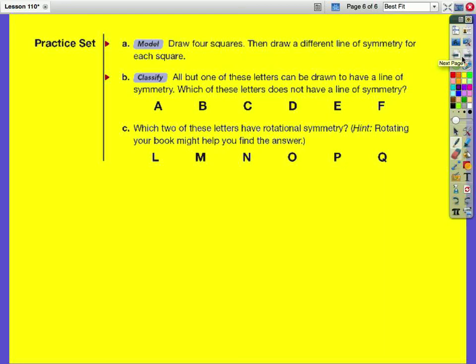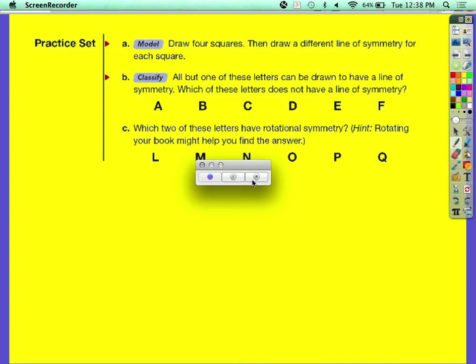So go ahead and do the practice set. One way to help with rotational symmetry might be to turn your book or paper as you're going, and that will help you see. So something to think about. Go ahead, do the practice set, and make sure you bring any questions you may have to class.